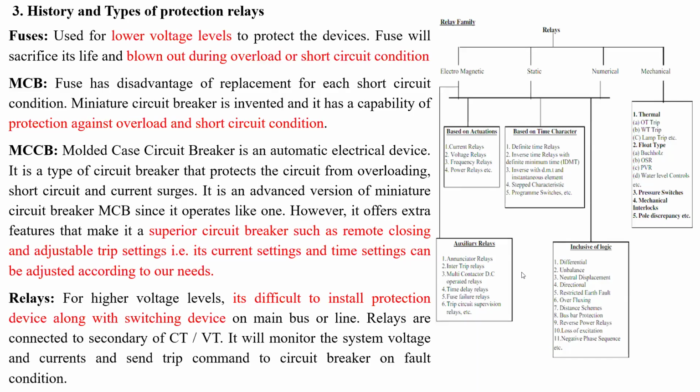That is called relays. For higher voltage levels, it is difficult to install the protection device along with the switching device on the main bus or line. So relays are connected to the secondary of the CT and VT so that they collect the current information in the line as well as the voltage information, monitor the system voltage and currents, and send a trip command to the circuit breaker on fault condition. Relays are only sensing devices, not switching devices, at 33 kV or higher voltages.